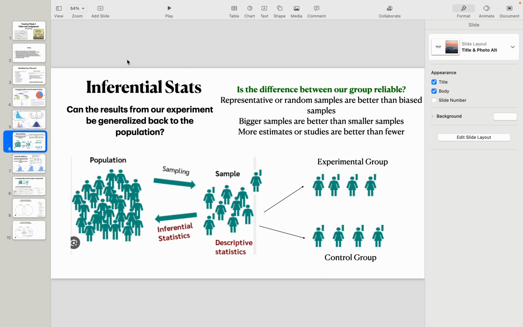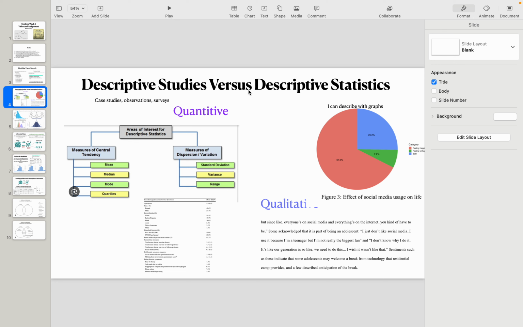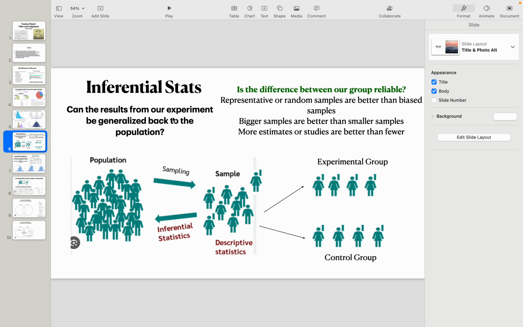All right, now we had descriptive statistics, and we make sure we understand the difference from descriptive studies. And now we need to make sure we understand the difference between descriptive statistics and inferential statistics. All right, so really, in inferential statistics, we're asking the question, can the results from our experiment be generalized back to the population? Right? And so this really starts with knowing who your population is.